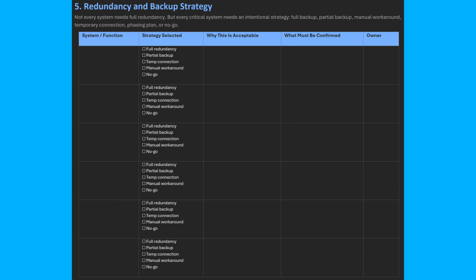Maybe the answer is full backup. Maybe it's partial backup. Maybe it's a temporary connection point, and maybe it's a manual workaround that leadership accepts. Maybe it's a phased replacement plan, or maybe it's a no-go because the downside risk is too high. The important thing is that the strategy is explicit. When redundancy is not discussed, the project may accidentally choose no backup without anyone realizing it.